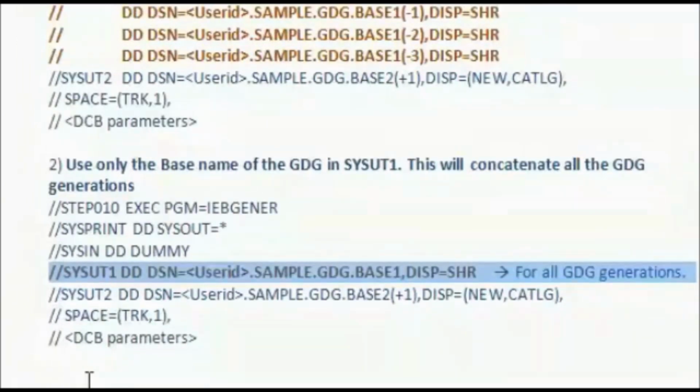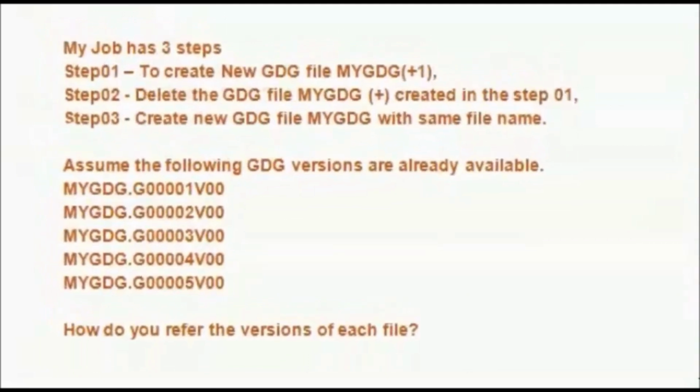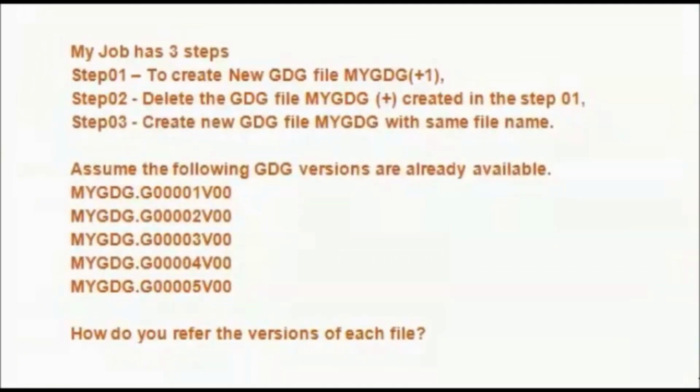Next scenario. My job has 3 steps. Step 1 creates a new GDG file. Step 2 deletes the GDG generation file that is created in step 1. In step 3, I am creating a new GDG file with the same GDG base name. Assume the following GDG versions are already available: MYGDG.1, 2, 3, 4, 5. 5 versions are already available. How do you refer to the versions of each file?